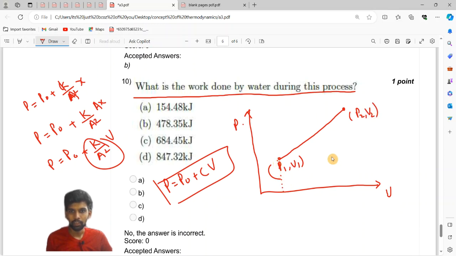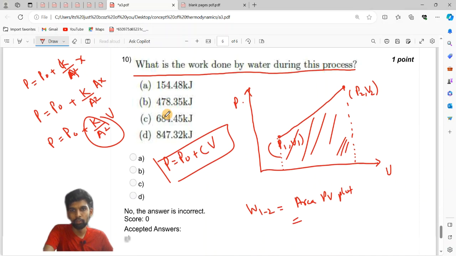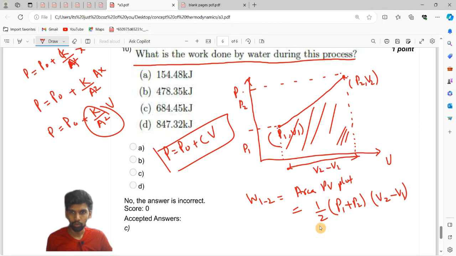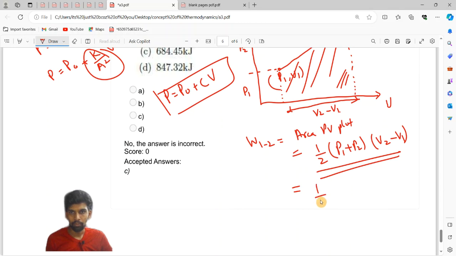And we are very well clear that work done from state 1 to 2 is nothing but the area under the PV plot projected on the volume axis. This is nothing but the area of a trapezium. This height is P1, this height is P2, and this is V2 minus V1. So it is half times the sum of heights times the perpendicular distance between them. This is the formula to calculate the area of a trapezium.